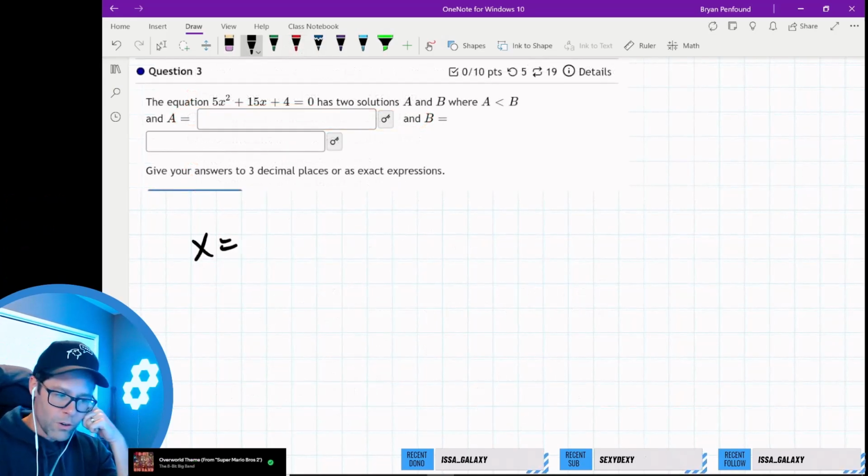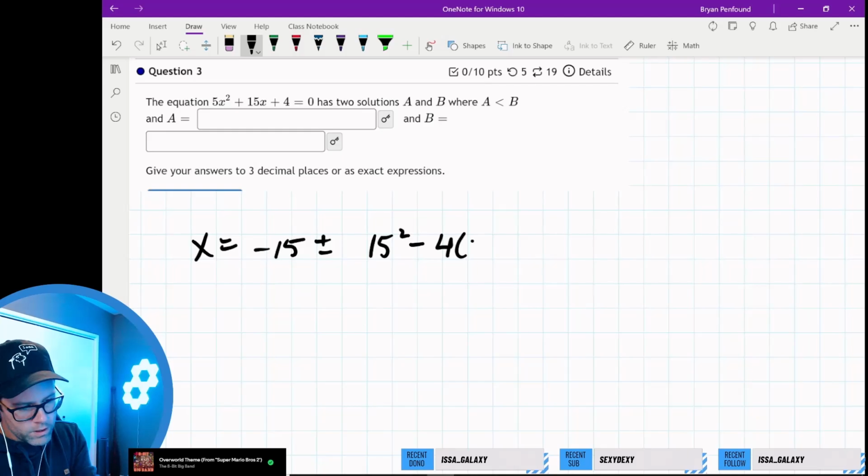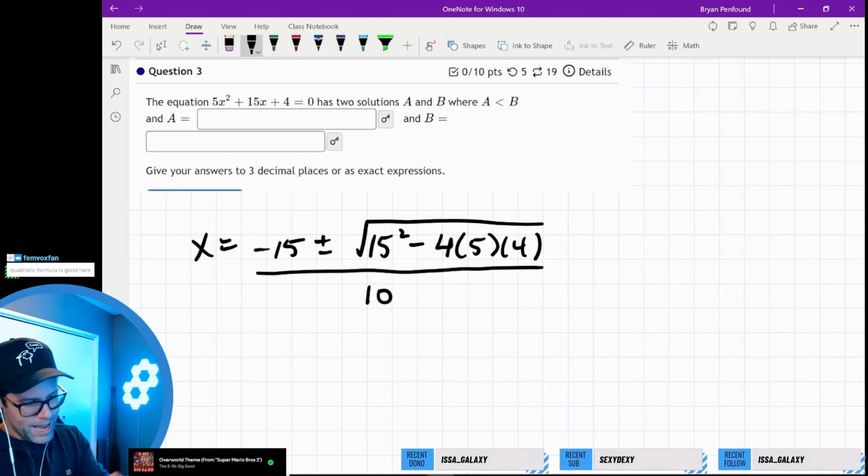So I guess we'll just go with the quadratic formula. I can't divide by 5, so we'll just dive into it. So we'll go negative b, which is negative 15, plus or minus, we'll go b squared minus 4 times a times c. That's our square root, all over 2 times a, which is 10.